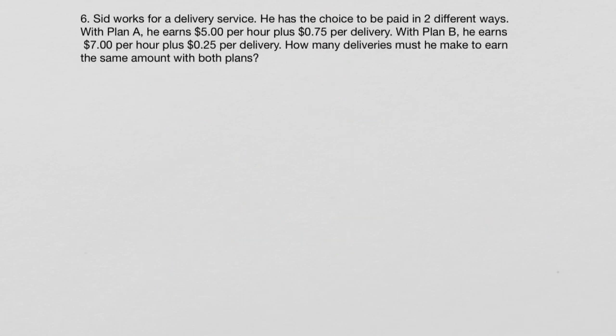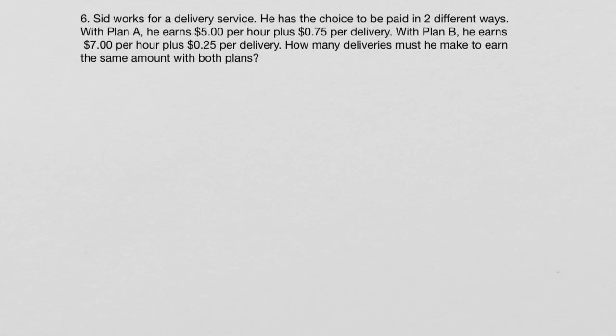Okay, let's do one more problem. This is a word problem. Here we know that Sid works for a delivery service. He has the choice to be paid in 2 different ways. With Plan A, he earns $5 per hour plus 75 cents per delivery. And with Plan B, he earns $7 per hour plus 25 cents per delivery. How many deliveries must he make to earn the same amount with both plans?